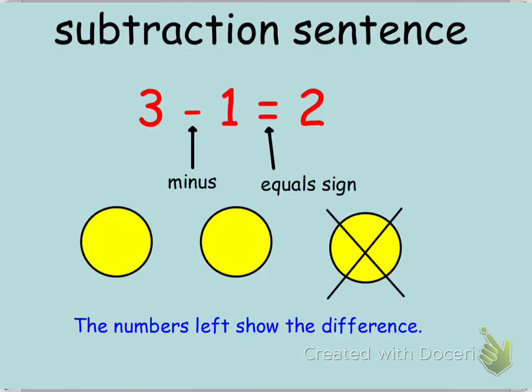Okay? So now, subtraction sentence. Guys, for a subtraction sentence, the whole must be in front of the minus sign. No matter what, the whole has to be in front of the minus sign. Whenever it's subtraction, the whole is the boss. So the whole has to be in front of the minus sign or the whole will be very upset. So it's your whole minus your part equals your other part. Okay? So the number left shows the difference, is how much is left.